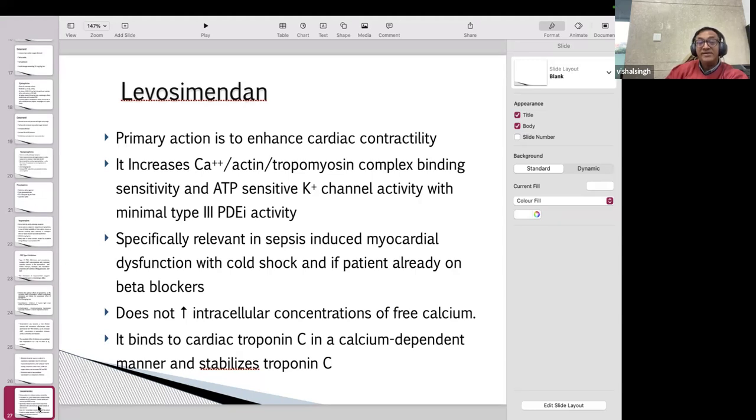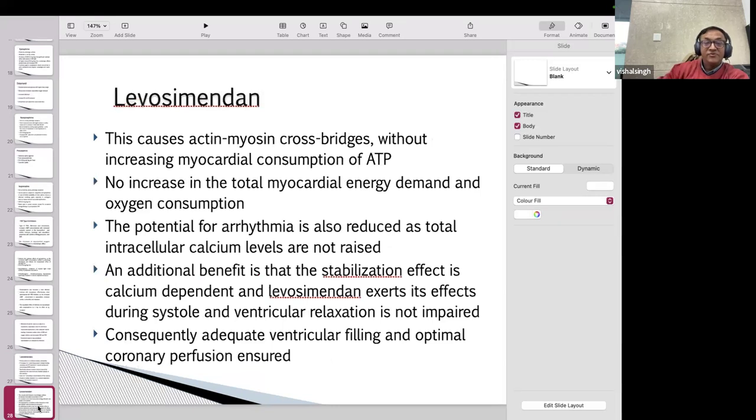It does not increase intracellular concentration of calcium and binds to cardiac troponin in a calcium-dependent manner and stabilizes troponin. This causes the bridge complexes to form well without increasing the heart rate and without increasing myocardial consumption of ATP. The potential for arrhythmia is consequently reduced. An additional benefit is that the stabilization effect is calcium dependent and levosimendan exerts its effect during systole and not during diastole, and ventricular relaxation is not impaired. So coronary perfusion is maintained.